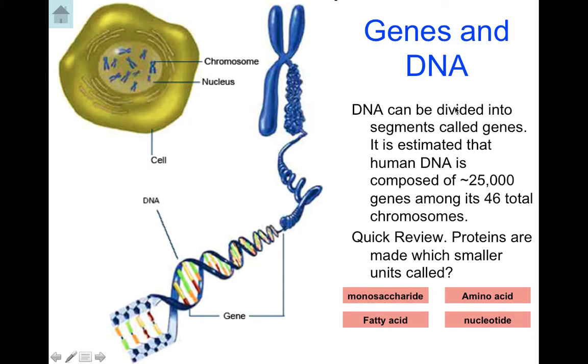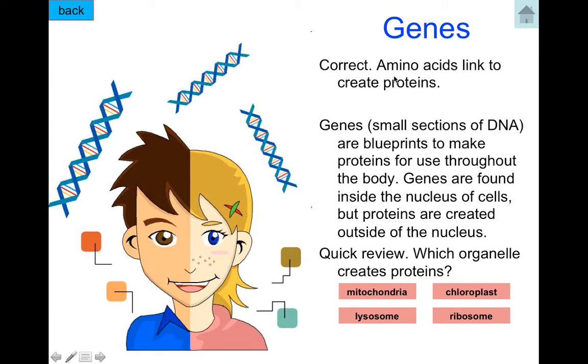So DNA and transcription. It reminds us that DNA is divided into sections called genes, and it talks about 25,000 genes on our 46 chromosomes. By now we know proteins are made of amino acids, so it said correct. It says genes are our blueprint. They're going to tell us what proteins we want to make.